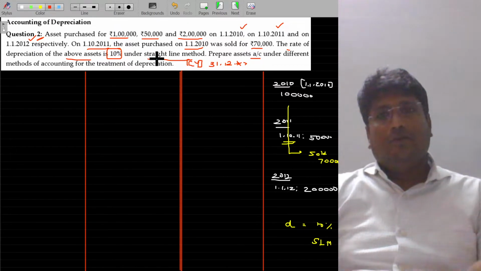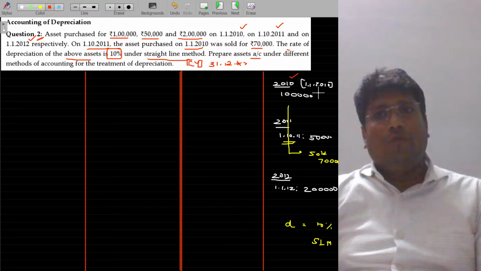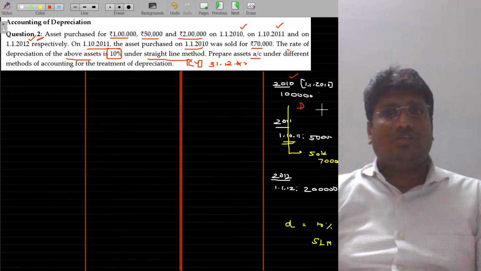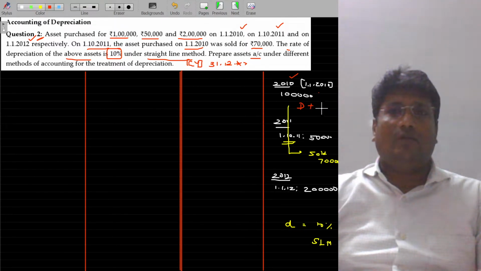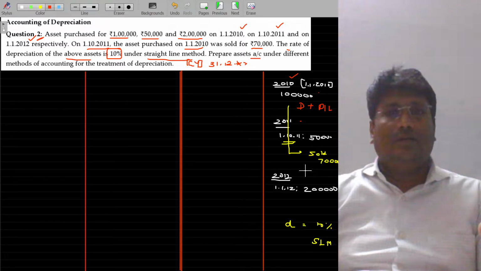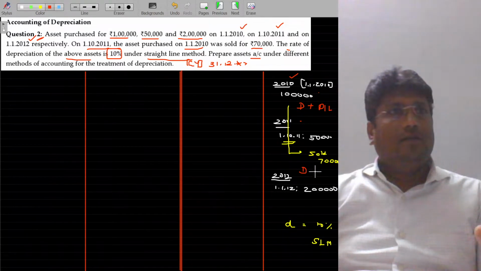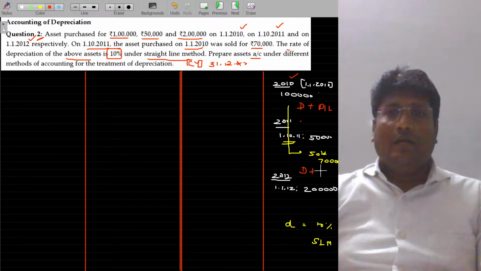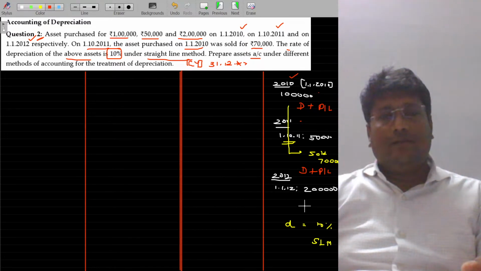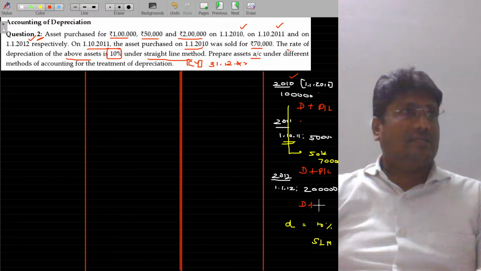For the year 2010, we have one asset, and by the year end, by default, you have to provide the depreciation. After providing the depreciation, whatever the depreciation charge for the year will be transferred to the P&L account. In 2011, repeat the same at the year end. It is by default, not required to be mentioned anywhere. So depreciation and the amount transferable to the P&L account. In the last year also, for the year ended 31st December 2012, again provide the depreciation for the assets available.